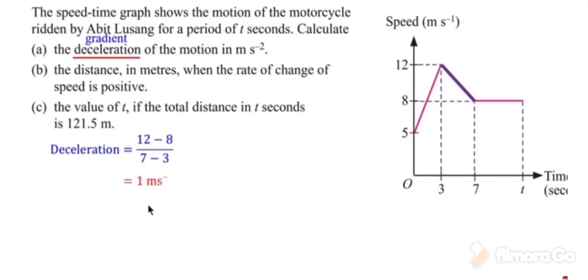Okay, meter per second is for speed. Meter per second squared is for deceleration or acceleration. There's a minus 2 there.